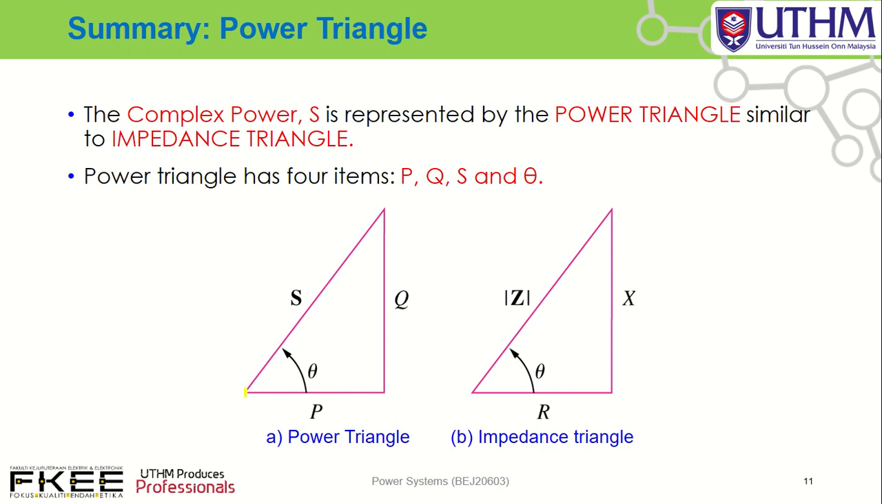Okay, so we can summarize the angle of the power triangle. Let's say we have the power triangle P, Q, and S. This is the angle of the power triangle. For a load you have R, X, and Z, which we call the impedance triangle. The angle of the impedance triangle is equal to the angle of the power triangle. So the complex power S is represented by the power triangle, similar to the impedance triangle.